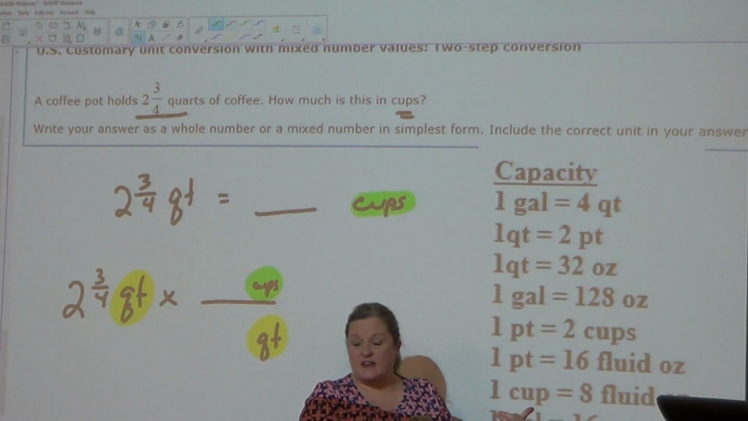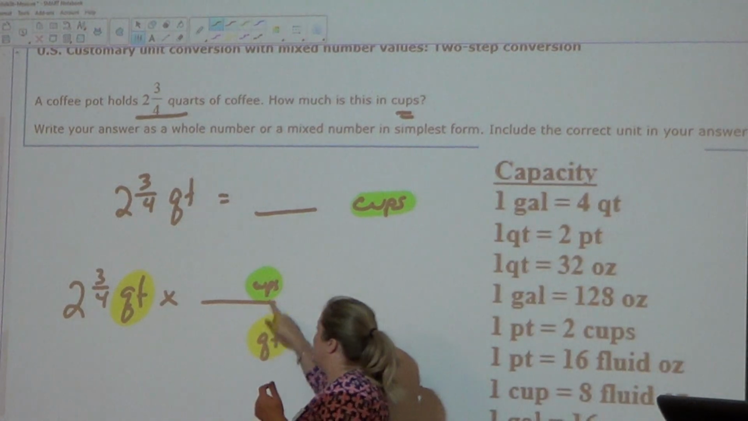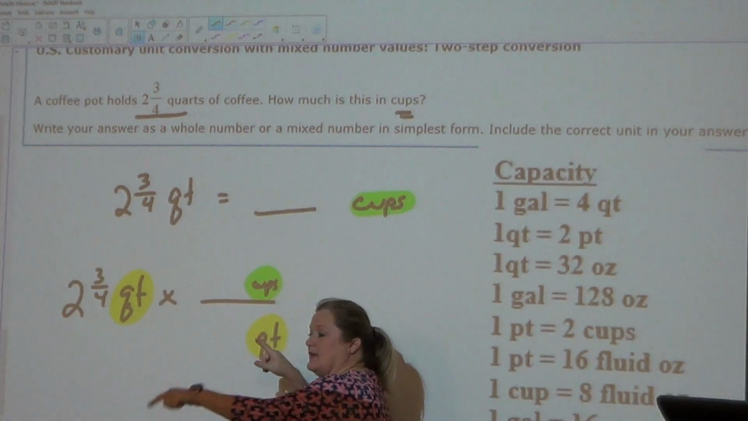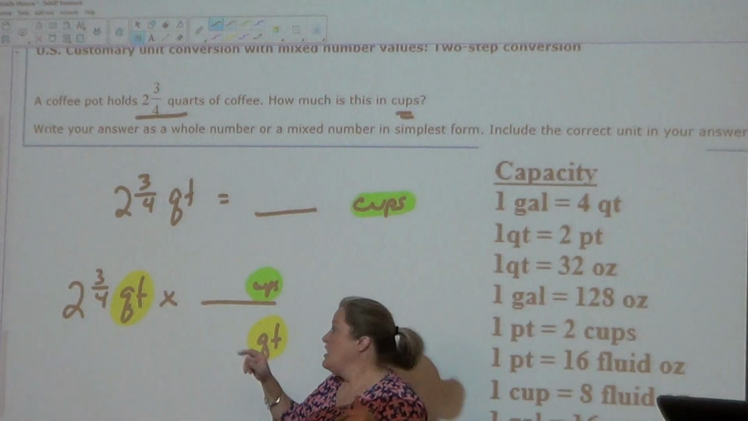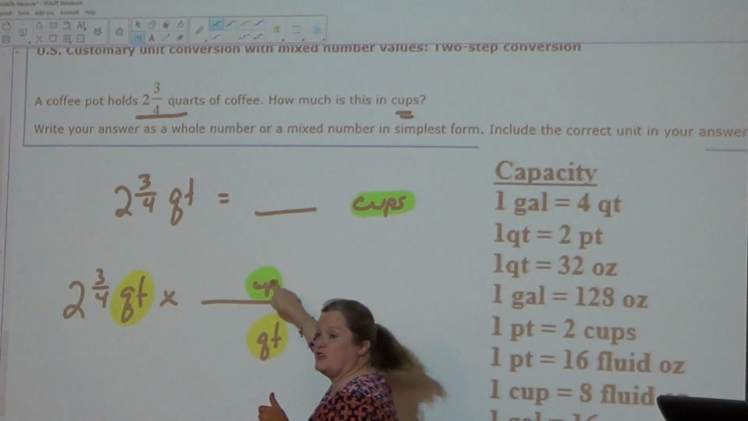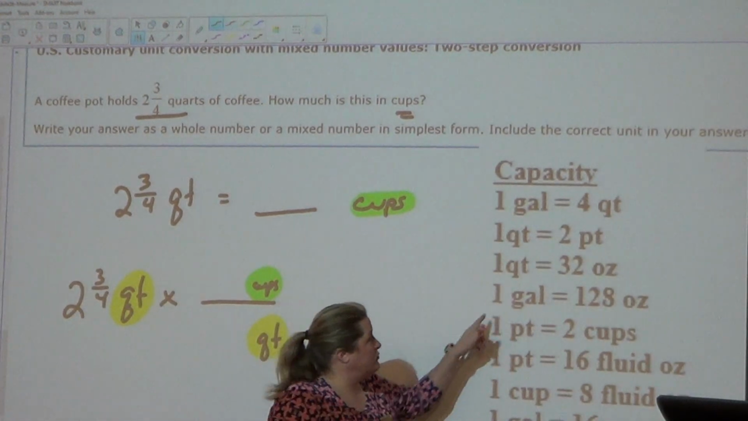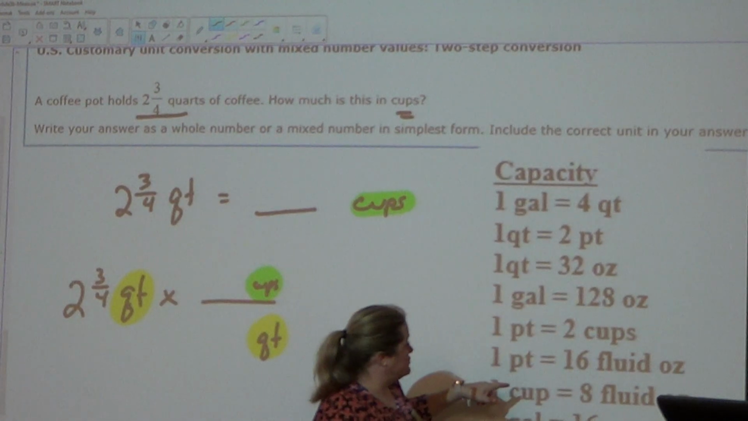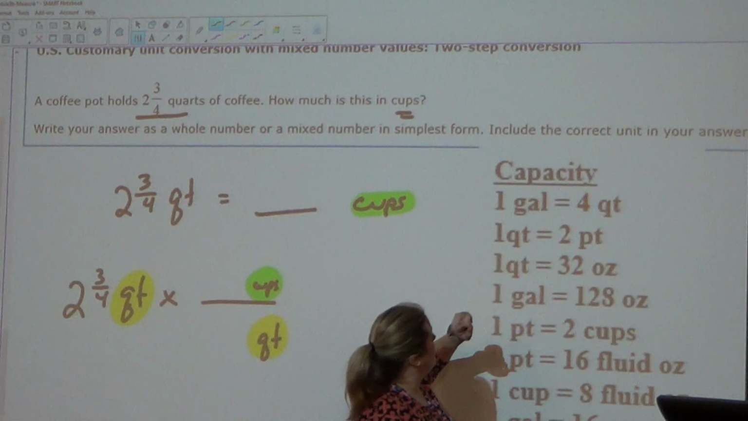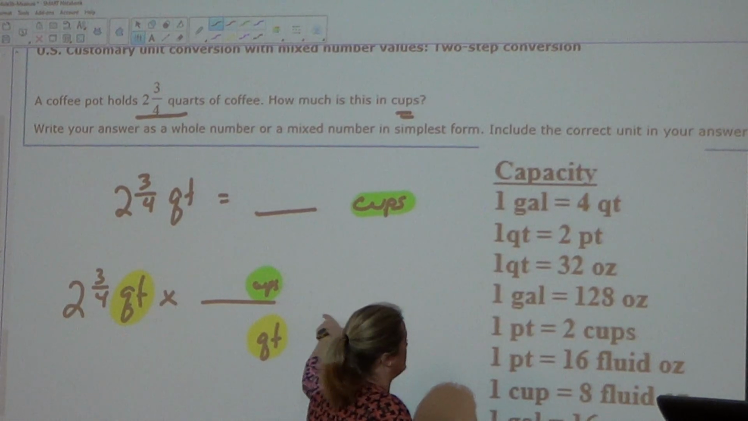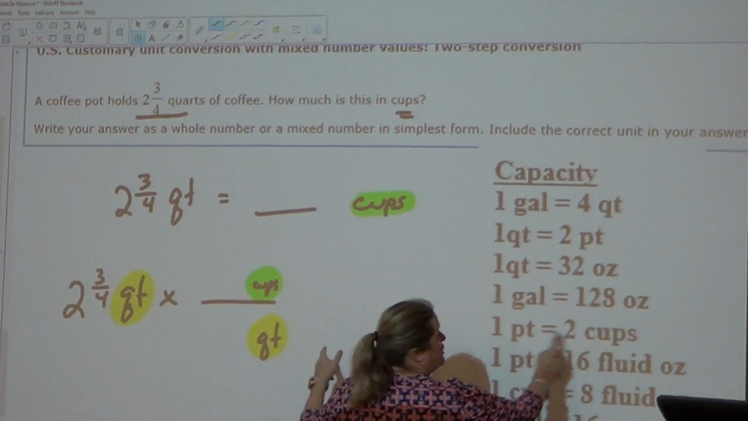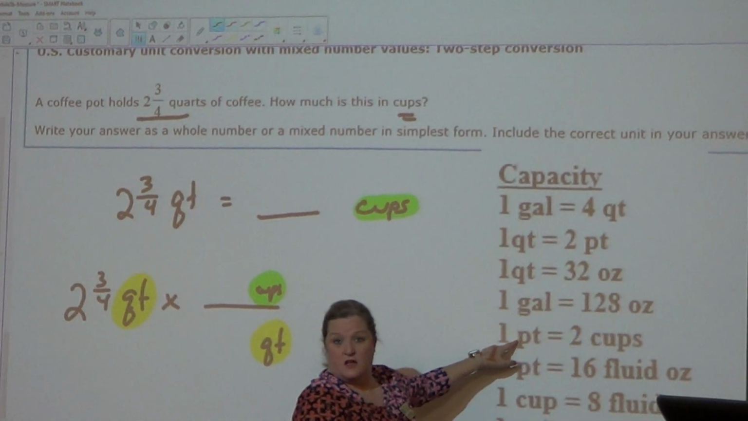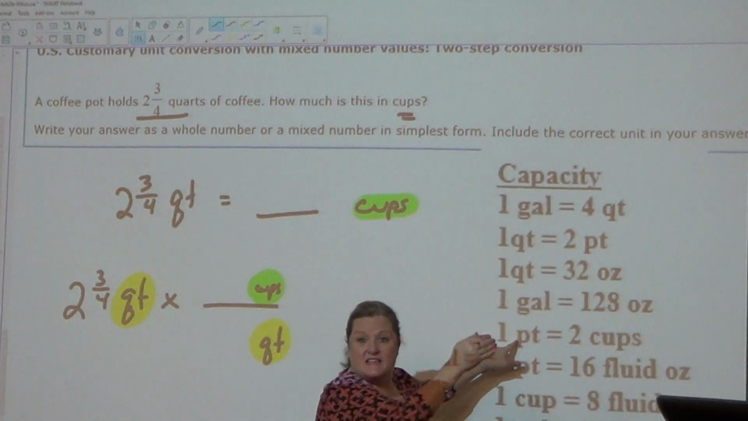So, here's what you got to do. It's like you want to meet this person, but you don't know them, so you got to find somebody that knows them so that you can meet them. So quarts wants to know cups, but quarts doesn't know cups. Quarts knows pints. What do we know of cups and quarts? Pint. So cups knows pints, and pints knows quarts, so we can work through pint to get to quart.